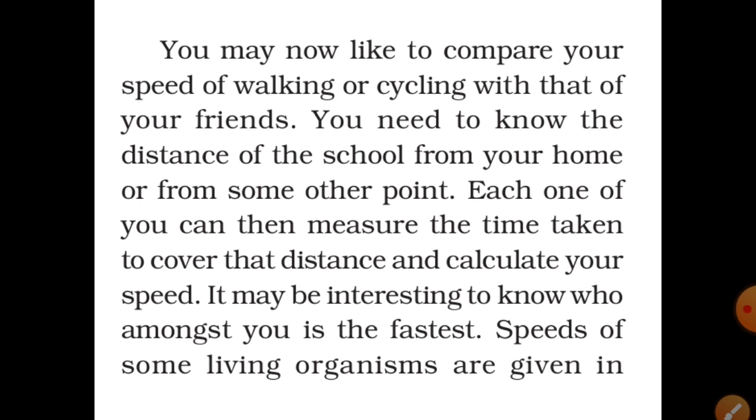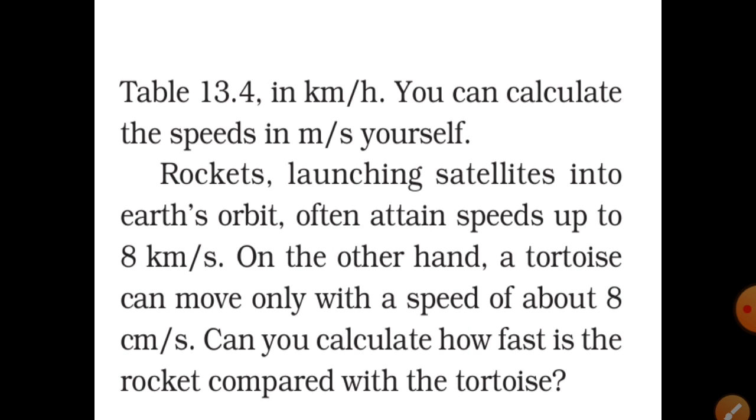Speeds of some living organisms are given in a table in kilometers per hour. You can calculate the speed in meters per second yourself. Rockets launching satellites into Earth's orbit often attain speeds up to 8 km per second. On the other hand, a tortoise can move only at a speed of about 8 centimeters per second. Can you calculate how fast the rocket is compared with the tortoise?